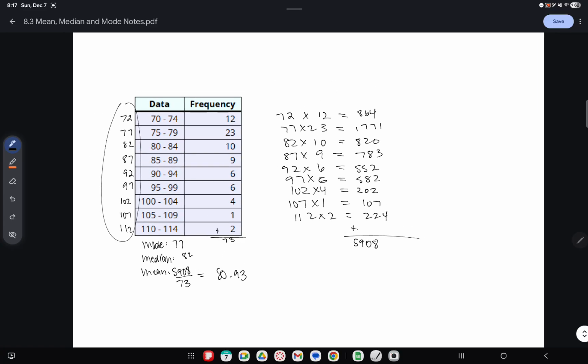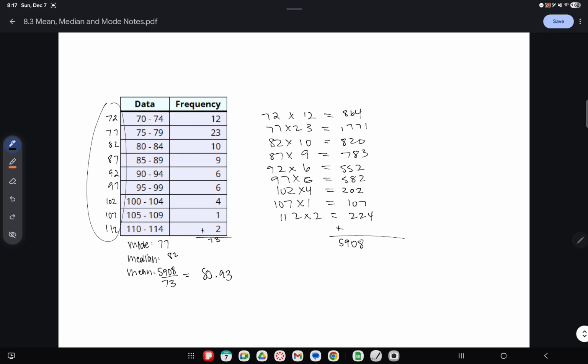All right. And then that's it for mean, median, and mode. So if you have any questions, let me know.